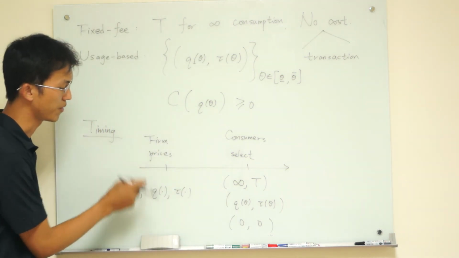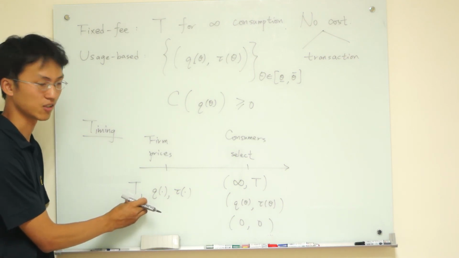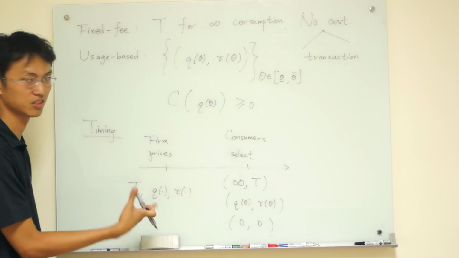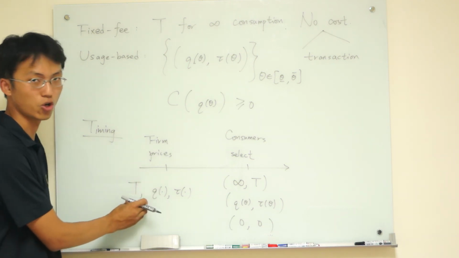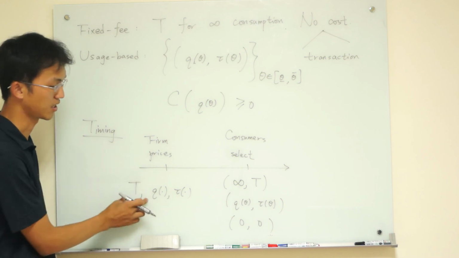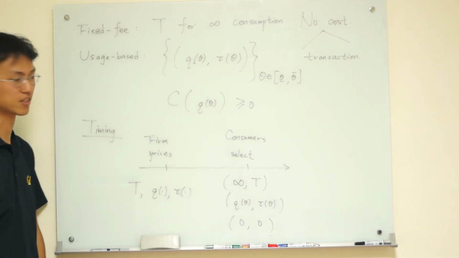Here, the firm may actually decide whether to offer this option. If the firm does not want to offer this all-you-can-eat plan, he can set T to be infinity. In that case, no one will buy it.